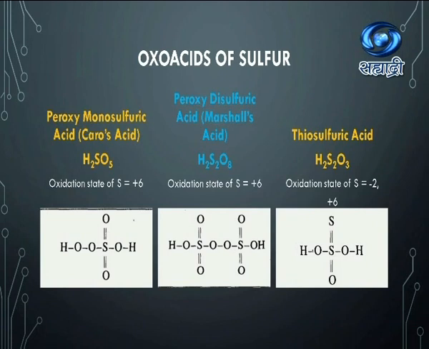So these three are the remaining oxoacids, that is peroxymonosulfuric acid, Caro's acid, H2SO5, oxidation state of sulfur is +6. Then peroxydisulfuric acid, that is Marshall's acid, formula is H2S2O8, oxidation state of sulfur is +6. And thiosulfuric acid, H2S2O3, oxidation state of sulfur is -2 and +6.